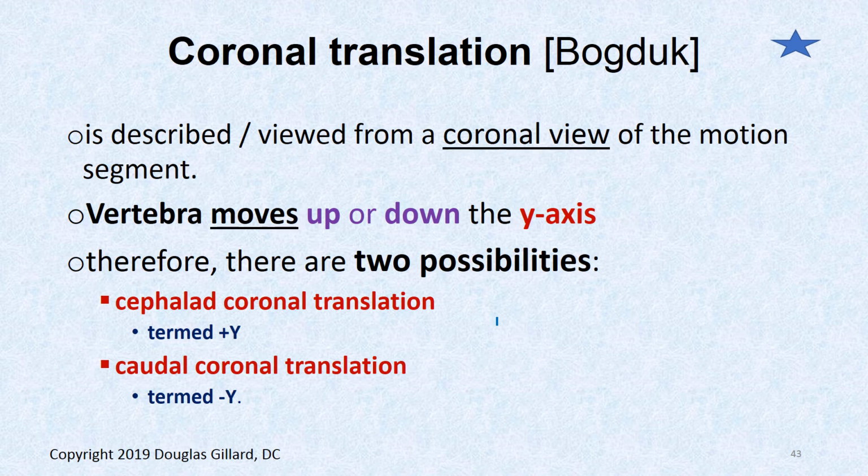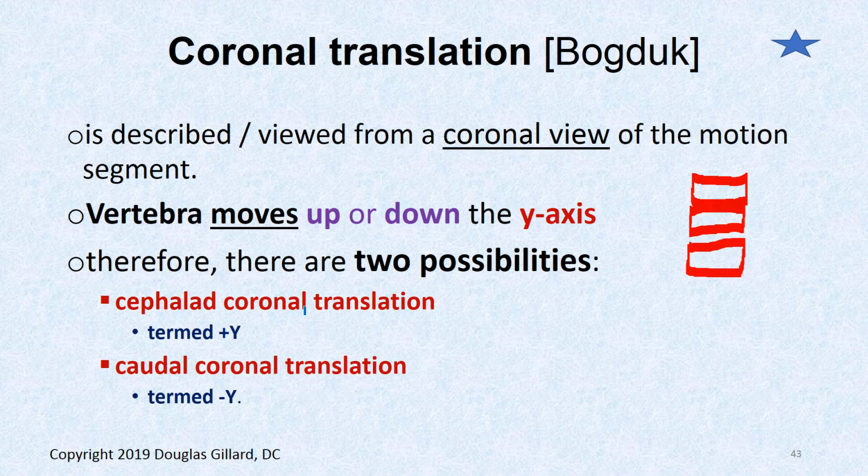And this is the movement of a vertebra up or down the y-axis. So in other words, it's a traction, right? So here's an A to P view of two motion segments. And maybe this is cervical spine. And you pull on the patient's head and this vertebra slides up to here. Okay, so that's a coronal translation. In fact, we can call it either a positive coronal translation or more specifically for our test, a cephalad coronal translation, meaning the bone was pulled toward the sky, toward the head.